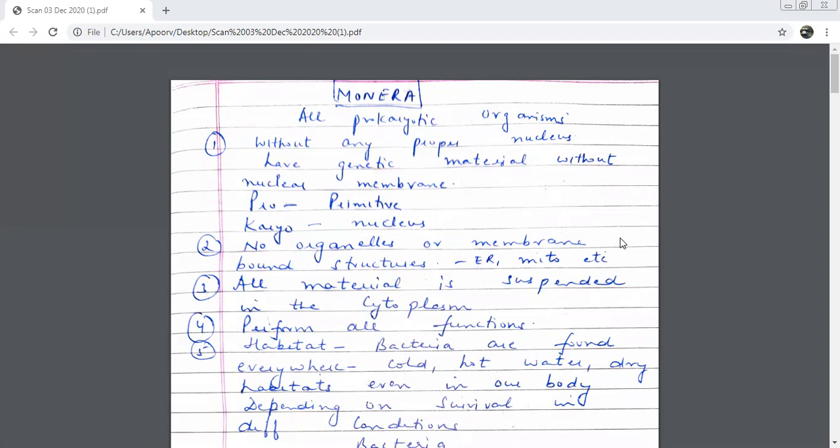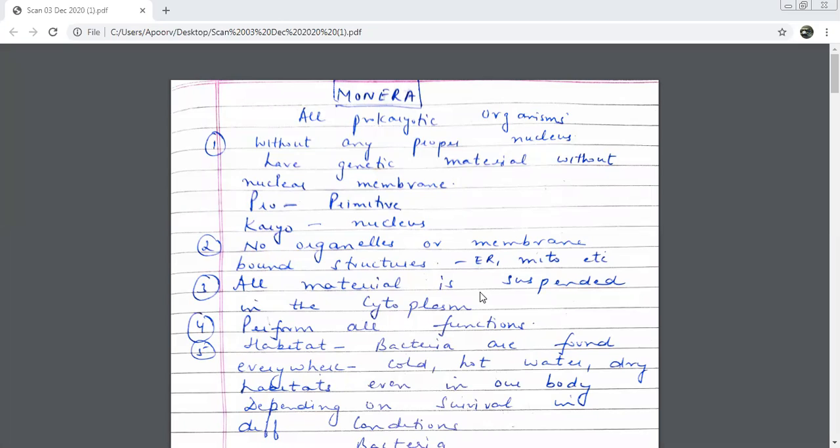Coming to the second point, beta. They do not have any membrane bound organelles or structures like endoplasmic reticulum, mitochondria. They do not have these organelles, which are membrane bound structures. But all the material which is present in ER or mitochondria, everything is there.